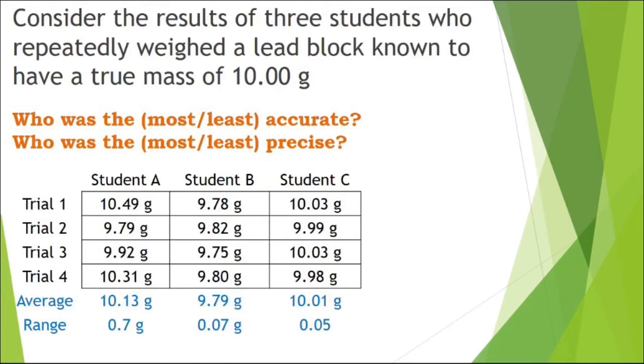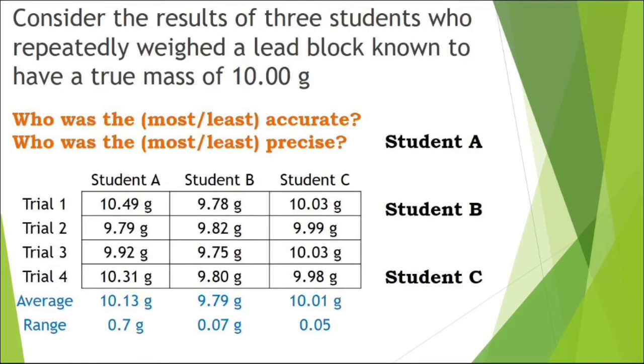And sometimes we're going to have a tie or things are going to be really, really close, but those are the things I need you to be looking for and reflecting on. So off to the side on the right-hand side, go ahead and write down student A, B, and C. As we figure out who is most and least accurate and precise, we'll make those notes off to the side there.